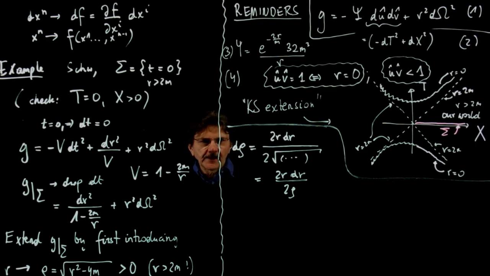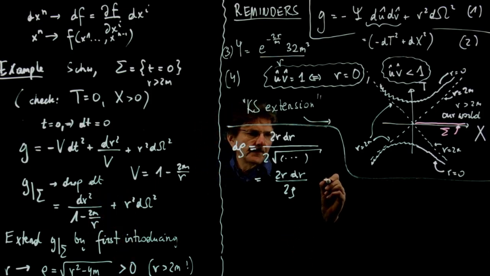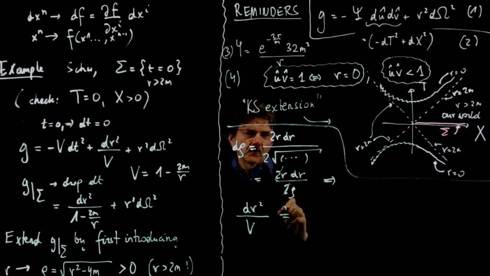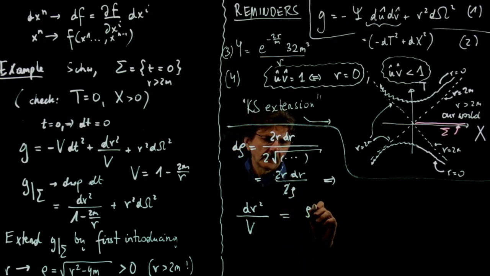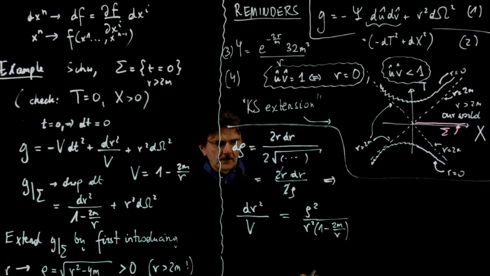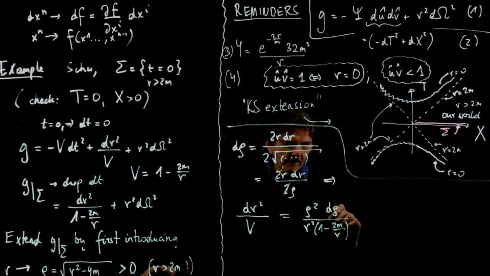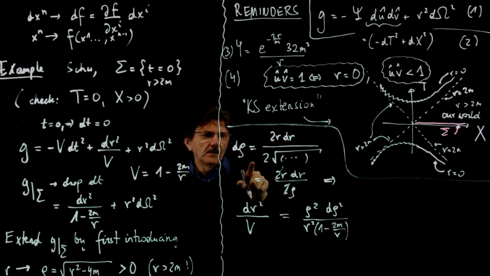So we can therefore calculate dr squared, and let me just immediately divide it by v. So the 2s go away and I get rho squared over r squared times 1 minus 2m over r. Right, so this is v, and dr is rho d rho over r, so squared, rho squared d rho squared over r squared.